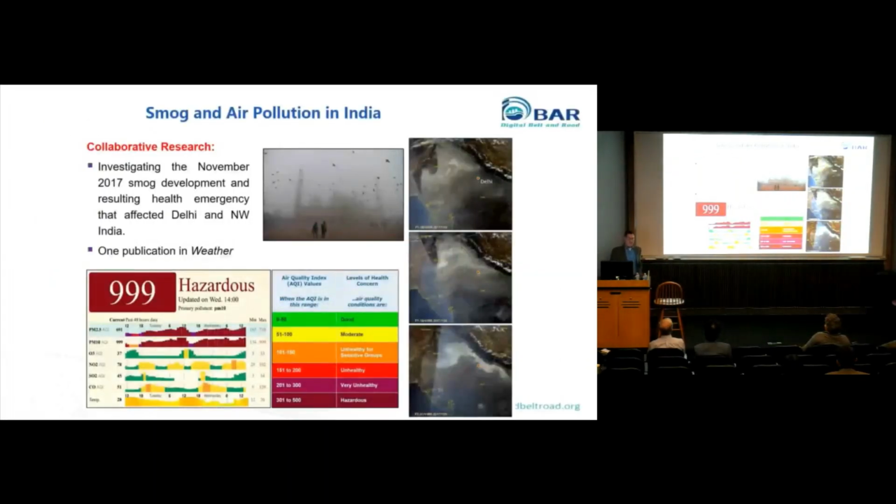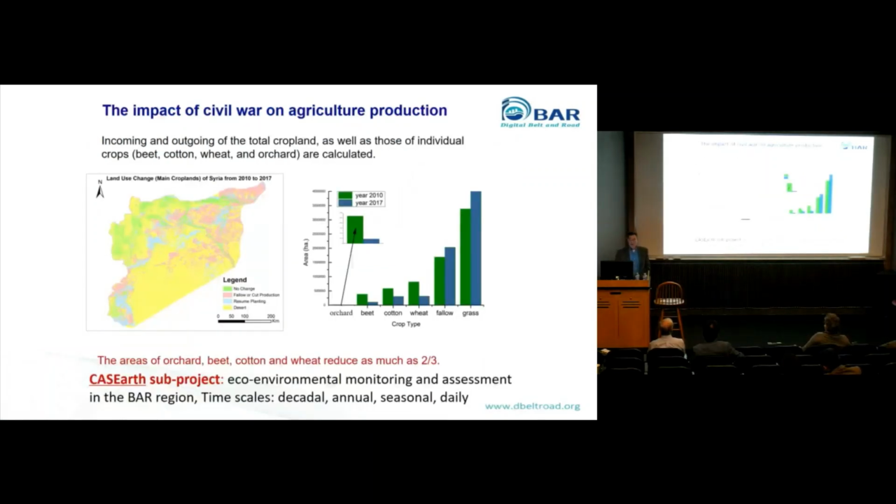This is a working group project on smog and air pollution in India. The research was investigating the smog that developed in November of 2017 in northwestern India, and was a pretty serious health emergency there. Another environmental working group project is looking at the effects of civil war on agricultural production. This is an example from Syria showing that areas of many crops, including cotton and wheat, were reduced by as much as 2/3 due to the civil war there.